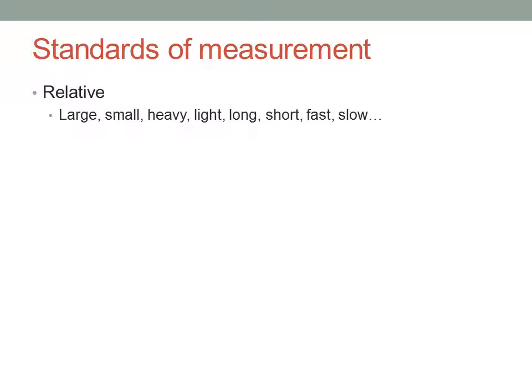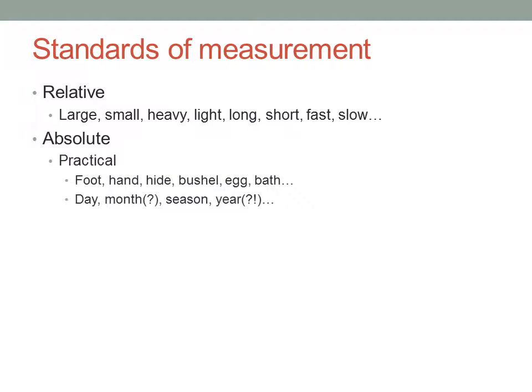So what we really need for useful measurement is to have some absolute units. We need to compare everything to particular, commonly available or agreed objects or things. For example, there are practical units like the foot, hand, hide, bushel, egg, bath. Do you know what each of these is used for measuring? Look them up. You might learn something new.